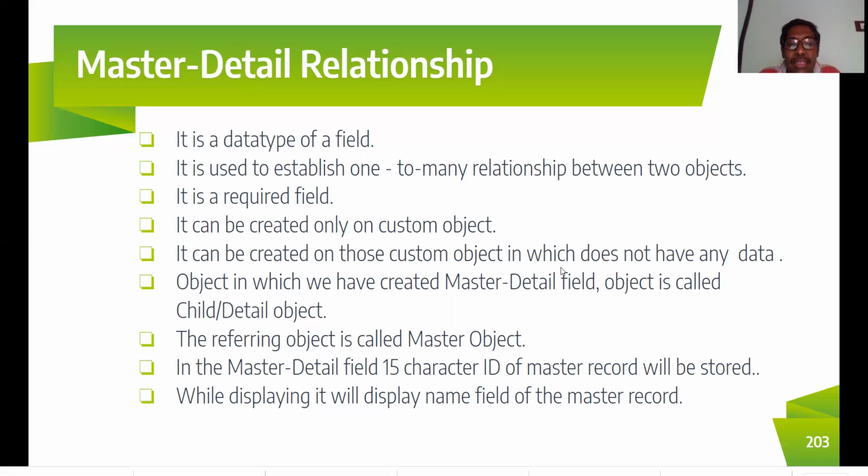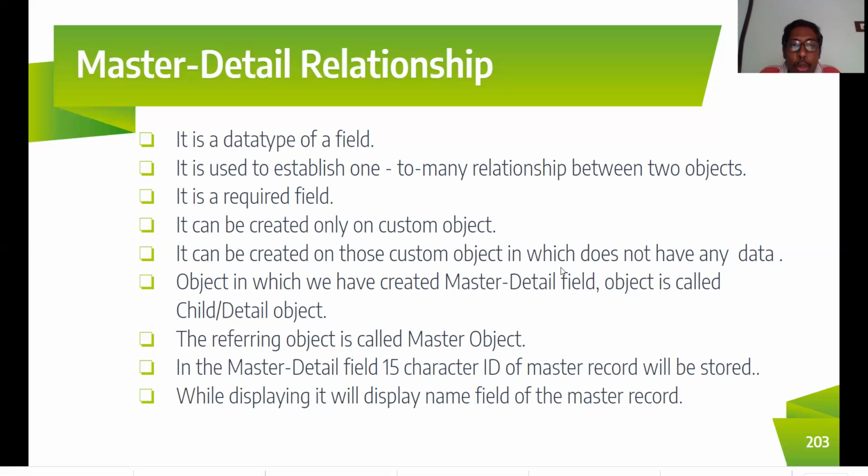Got it? In the master detail field, the 15 character ID of the master record is stored. So for each and every record, there is going to be a record ID, which is 15 characters. It's a unique ID. Suppose you want to make some changes, then 3 more characters will be added, becoming 18 characters, so that you are able to edit it. While displaying it, it will display the name field of the master record.